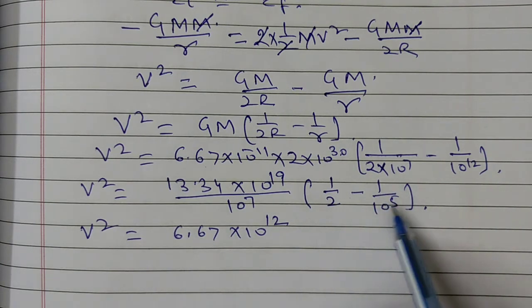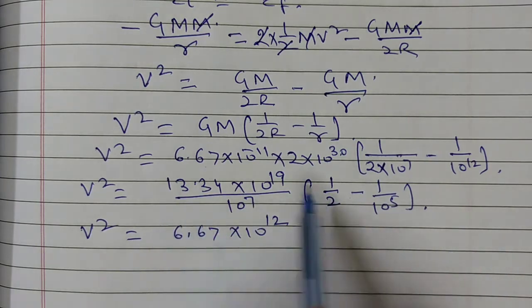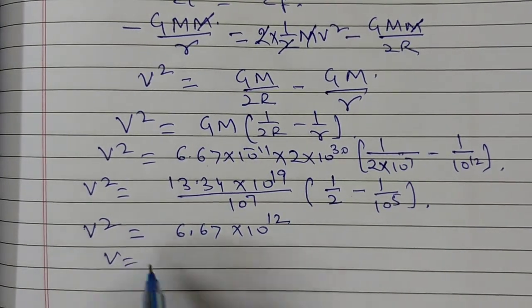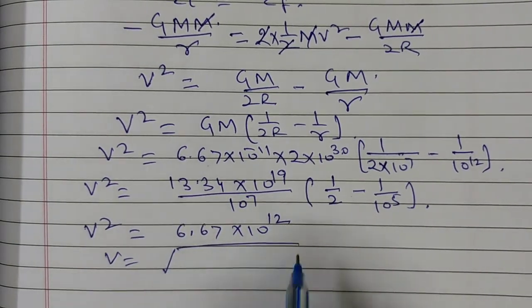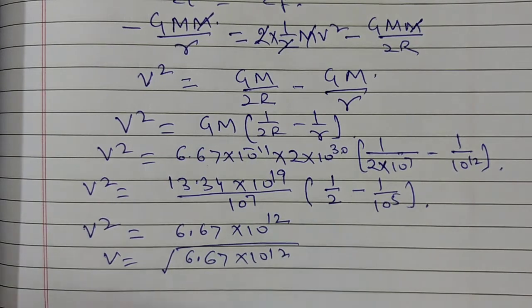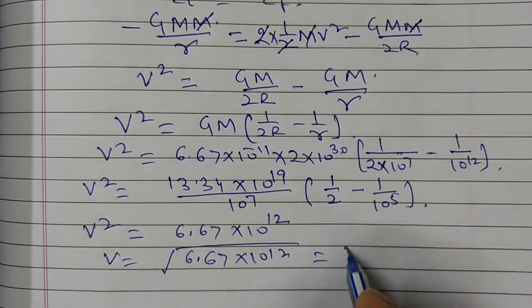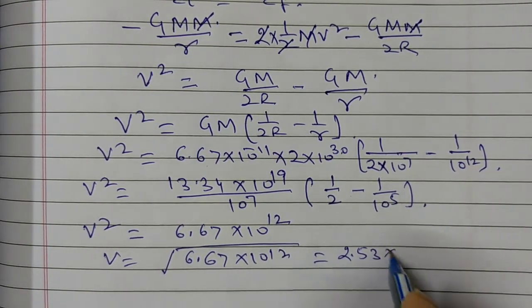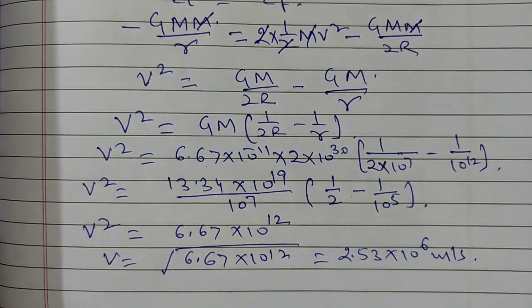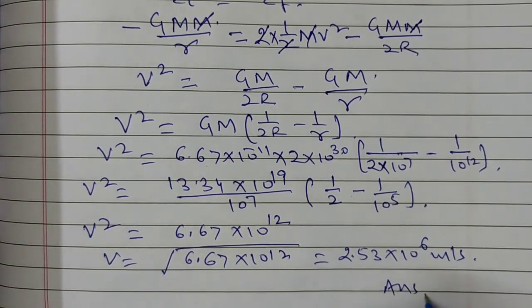This is very small, we neglected it, and after solving we get this. Therefore, v is equal to square root of 6.67 into 10 raised to power 12, or this is equal to 2.53 into 10 raised to power 6 meter per second. So this is the answer of this problem.